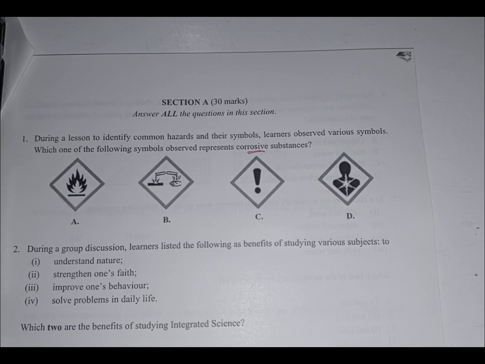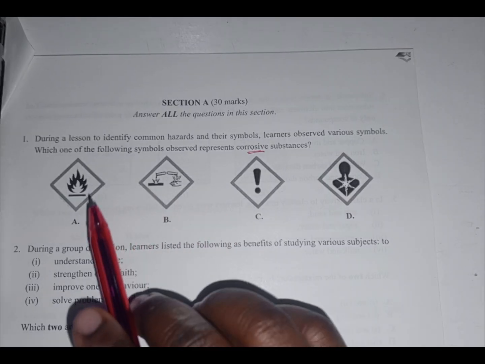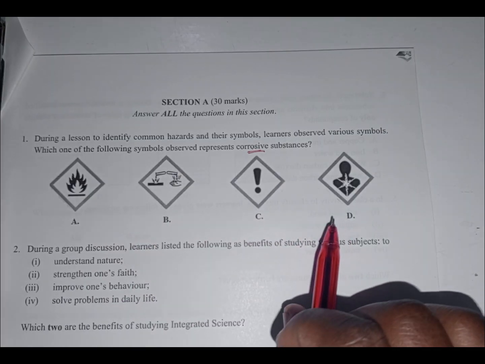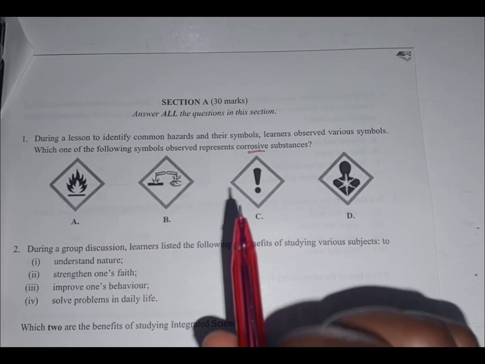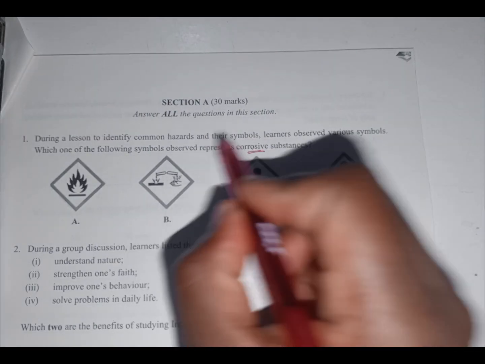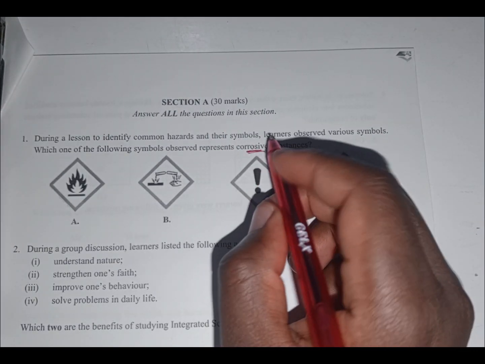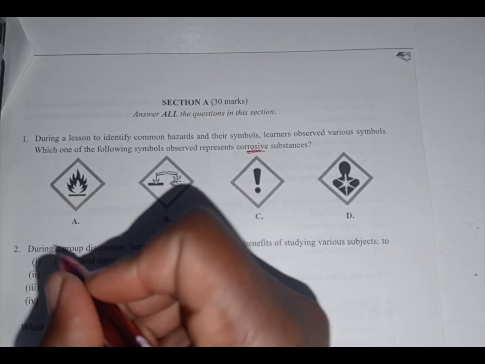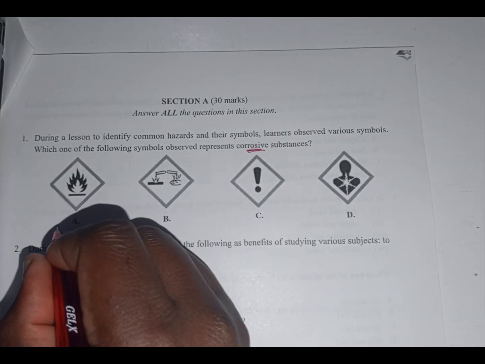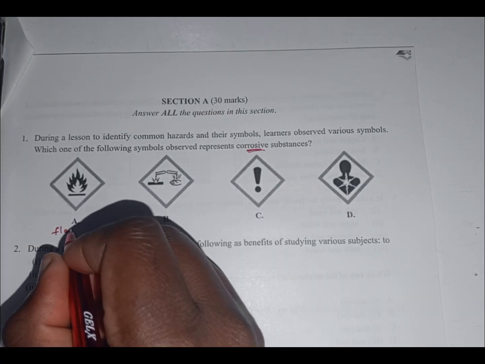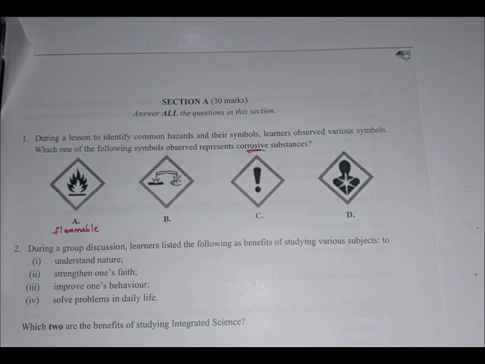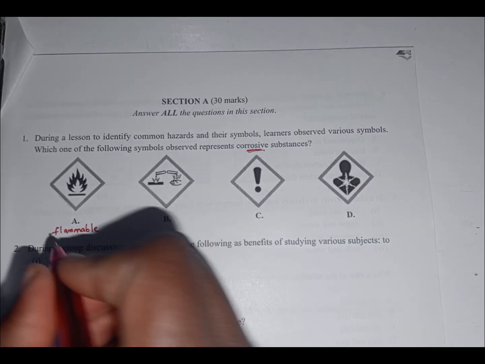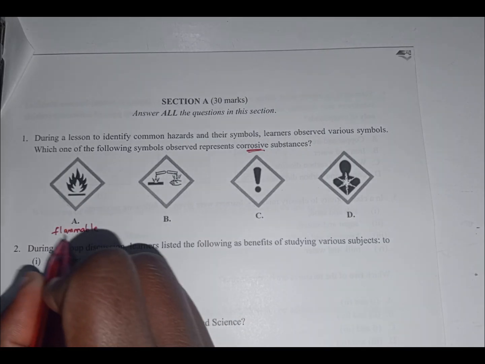Now, with that in mind, which of the following between A, B, C, and D will represent the common symbol for corrosive substances? So let us go through them. The first one is a symbol for flammable. Flammable is double M, and the symbol for flammable is the first one.